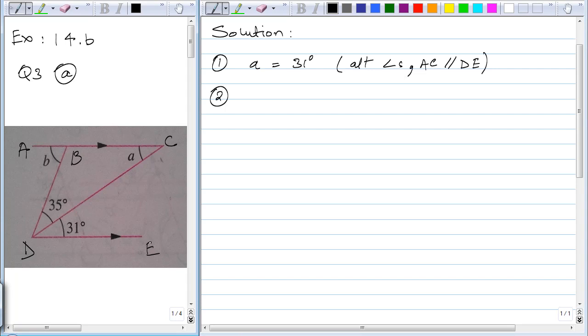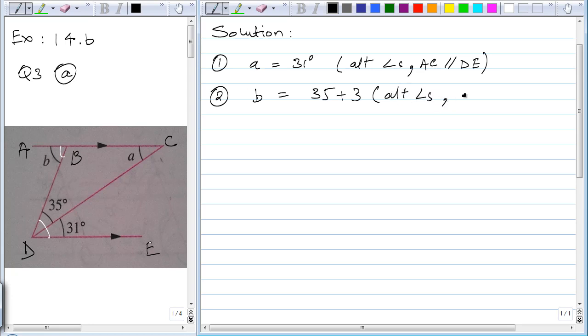To find the value of B, I will again use the same property, that is alternate angles. Instead, this time it's going to be B is equal to 35 plus 31, and I have to write the reason in the bracket, that is alternate angles, and the parallel lines are still the same, that is AC is parallel to DE. That would become 66 degrees, and that is your answer for B.